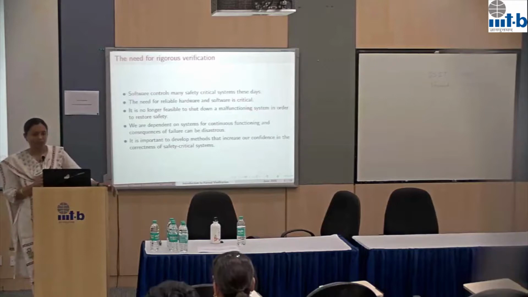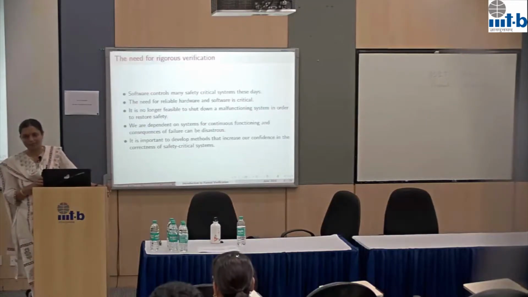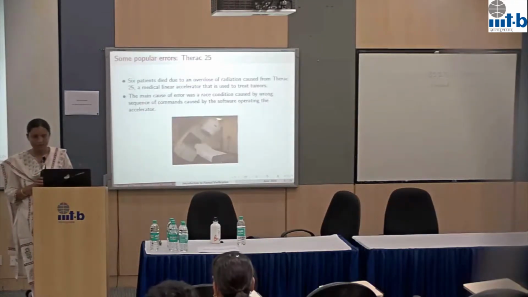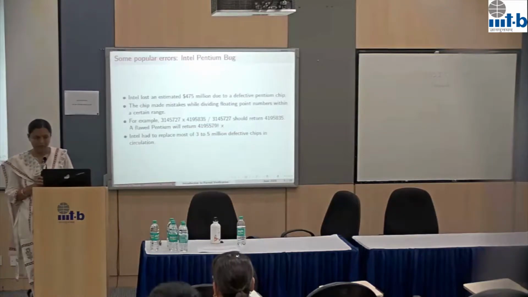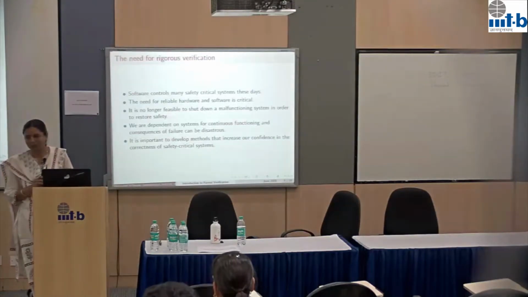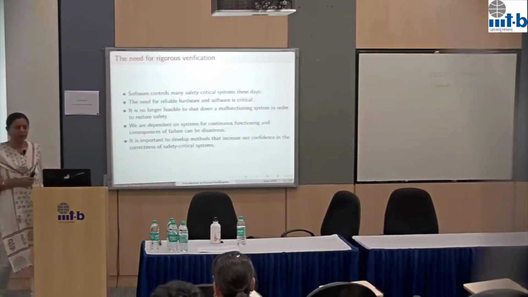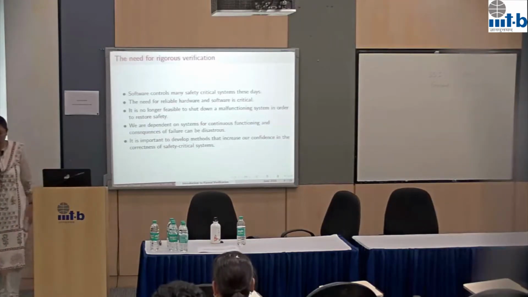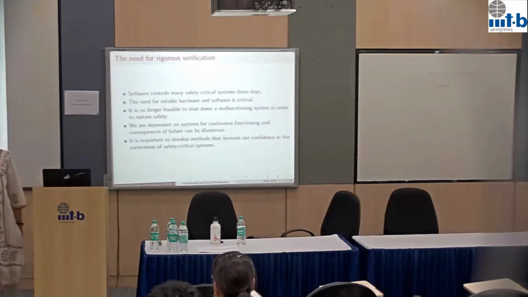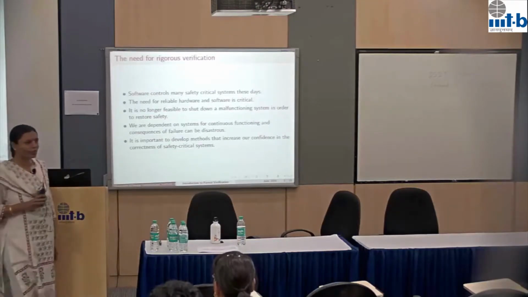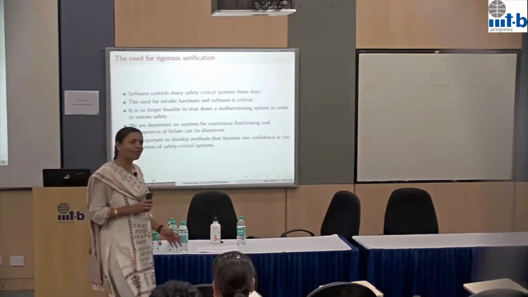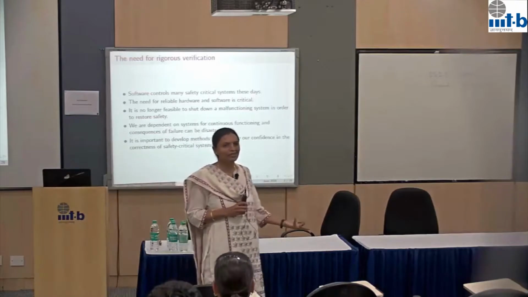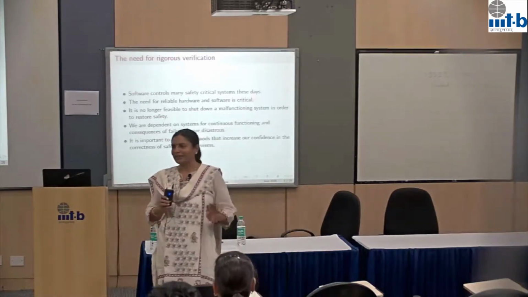We know that software controls many safety critical systems. All these are controlled by software. And if there is an error, we know that it's either critical to life or there is a lot of financial loss. So the need for reliable hardware and software is very important. And most of these don't work like a Microsoft Windows. If you have a problem with your Microsoft Windows operating system, the default thing that we all do is shut it down and restart, and everything will magically work fine.